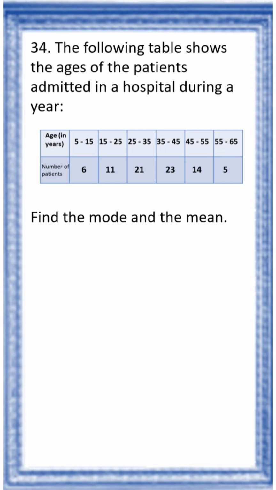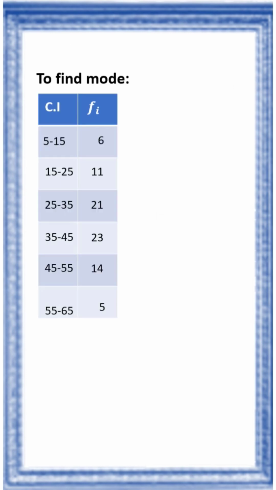The following table shows the ages of the patients admitted in a hospital during a year. You have to find mode and mean. To find mode, we have to write the frequency distribution table like this. In the first column, we write class interval, and in the second column, let us write frequency.